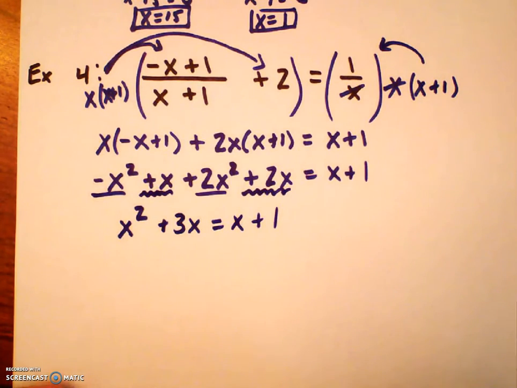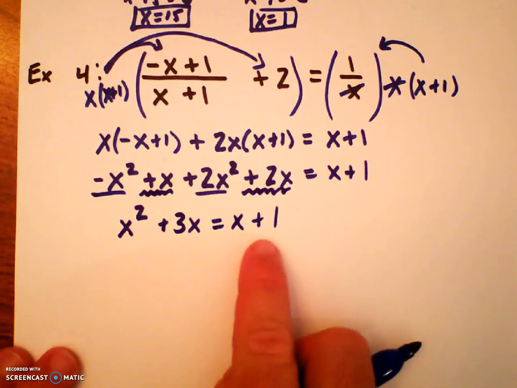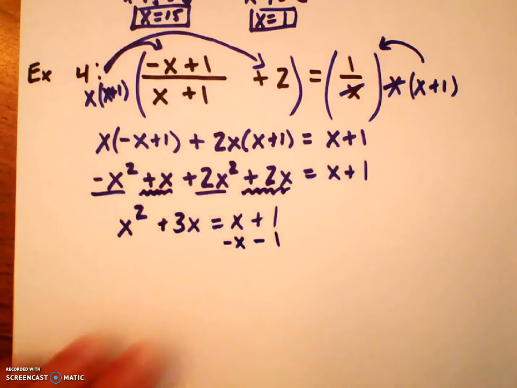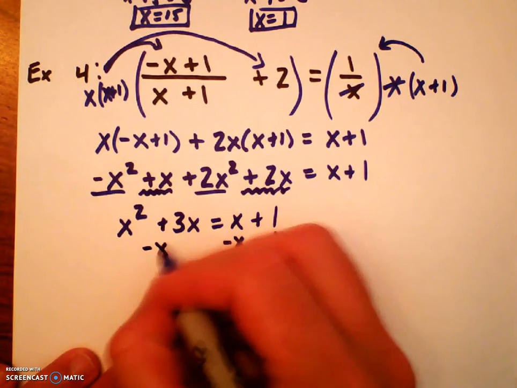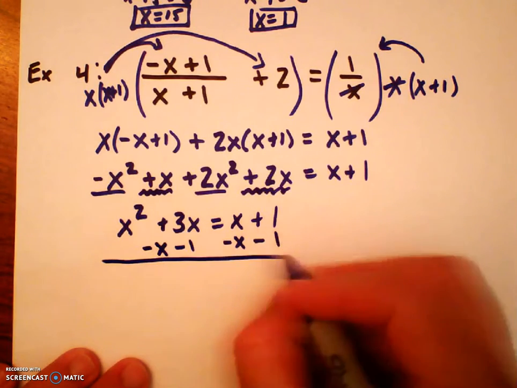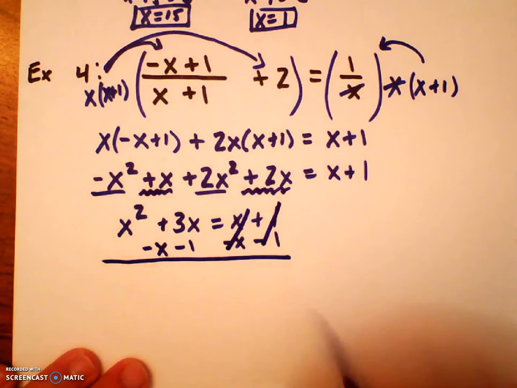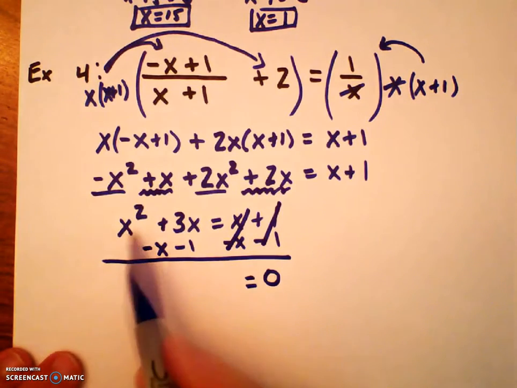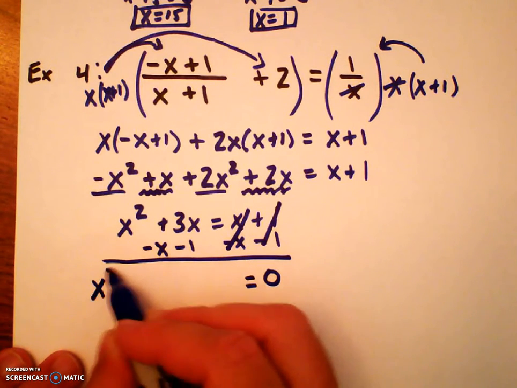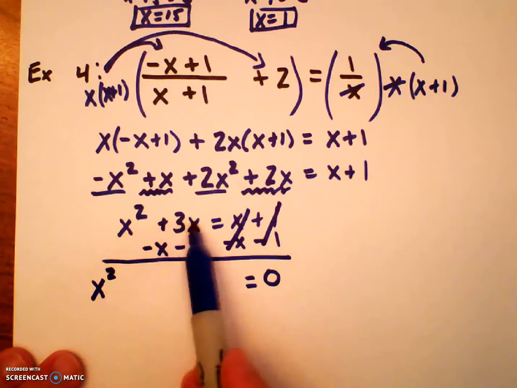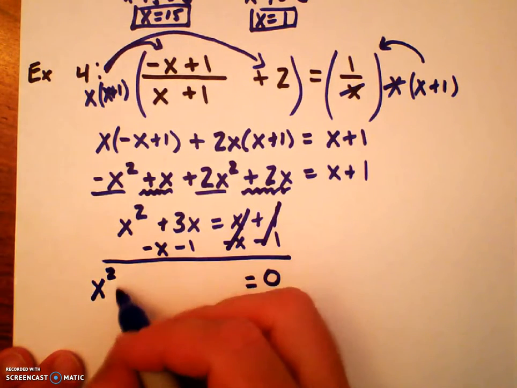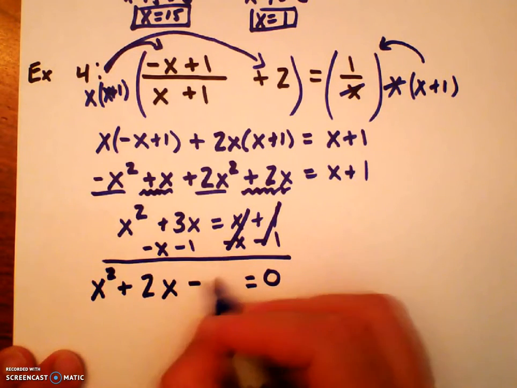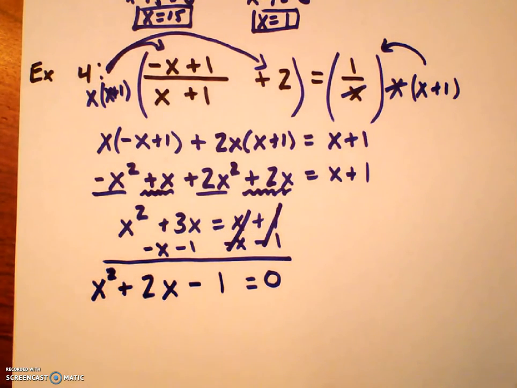So it's now simplified. Now we want to get it set equal to 0. So I'm going to move the x and the 1 over by doing the opposite. Those will cancel to get set equal to 0. And then over here, the x squared drops. There's nothing to change it. Positive 3x minus 1x leaves you with a positive 2x. The minus 1 has nothing to combine to, so it stays a minus 1.